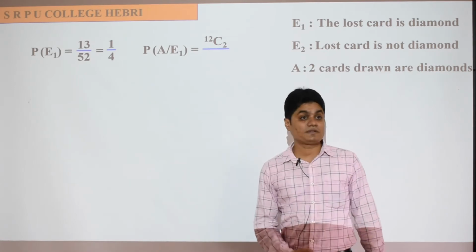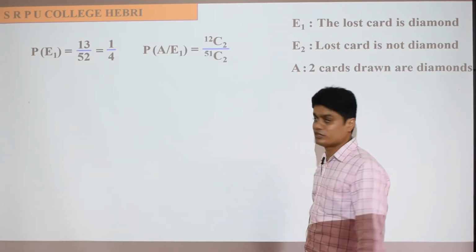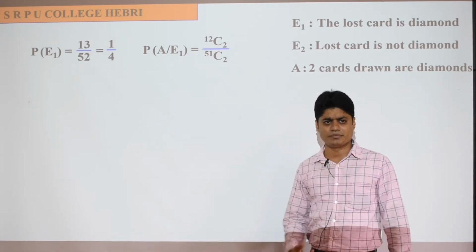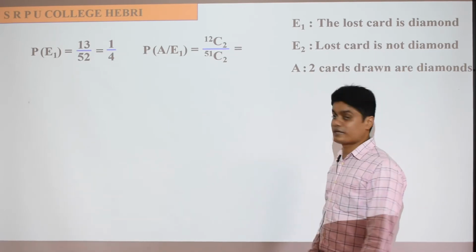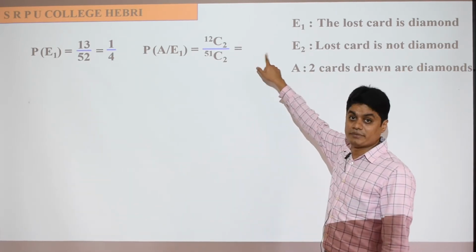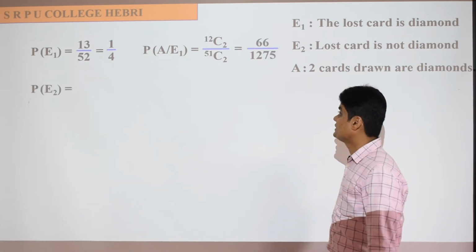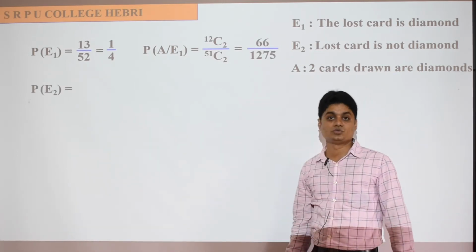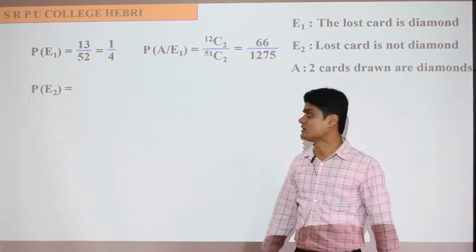So the total number of cards is 51. Out of 52, one is lost, and how many cards do you have to select? 2. So 51C2. I hope you know this combination concept, because you learned it in combinations last year. So you can simplify: 12 into 11 by 2 into 1, divided by 51 into 50 by 2 into 1. When you simplify, you get 66 by 1275. So check it. I hope you know the nCr formula, n factorial by r factorial into n minus r factorial.